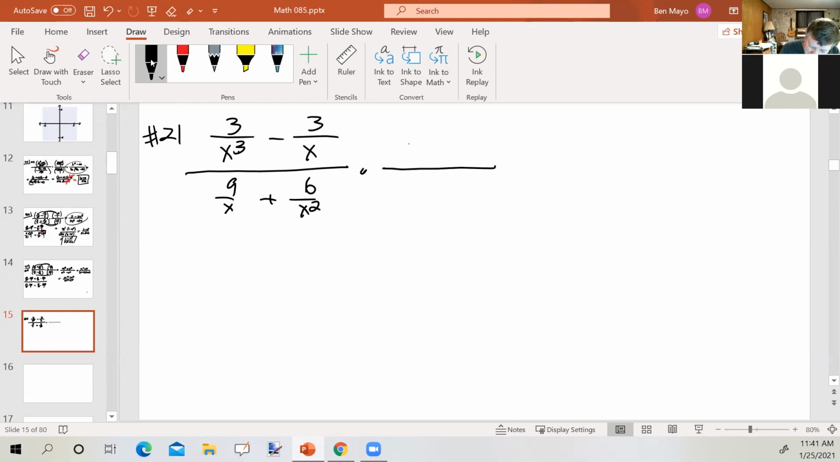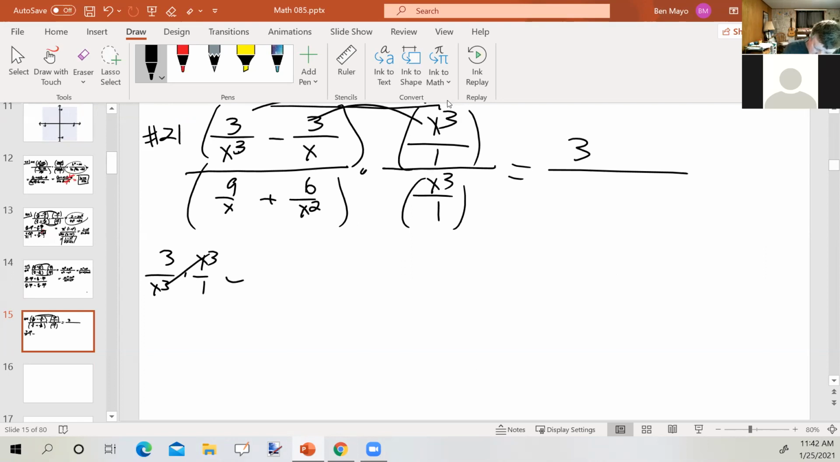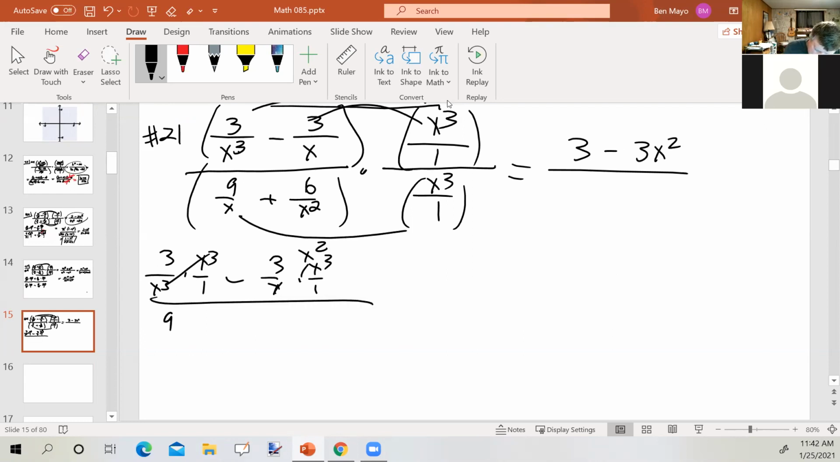So here, our least common denominator is going to be x cubed. Okay. So we're going to take what? 3 over x cubed times x cubed over 1, which is 3. Minus 3 over x times x cubed over 1, which is 3x squared. In the denominator, we're going to take 9 over x times x cubed over 1, which is 9x squared, plus 6 over x squared times x cubed over 1. x cubed over x squared is x, so plus 6x.